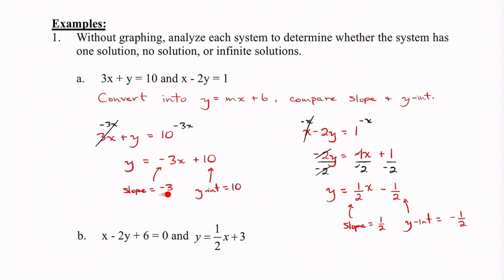So in this case, one has a slope of negative 3, the other one has a slope of a half. So if ever they have different slope, that means they are angled at two different directions, so they're going to cross somewhere. So we're going to get one solution. So let's write that on the side. They have different slope, which tells us that there's only going to be one solution.